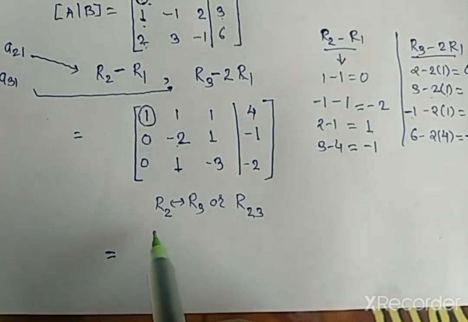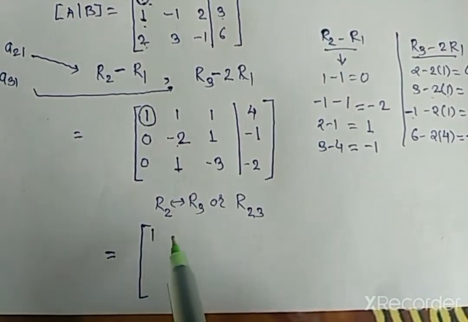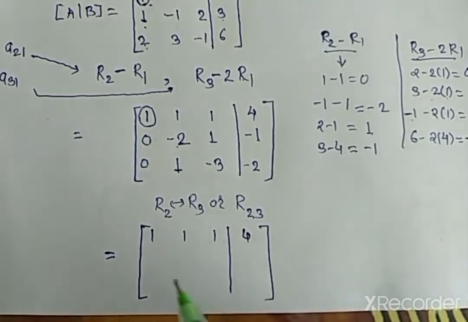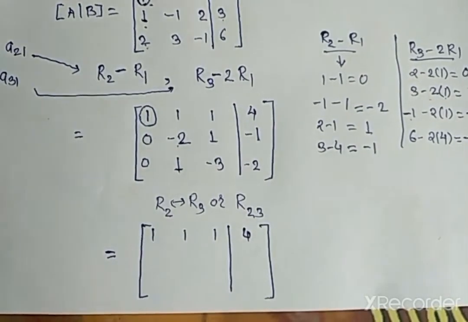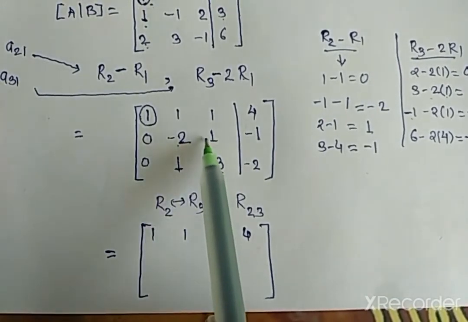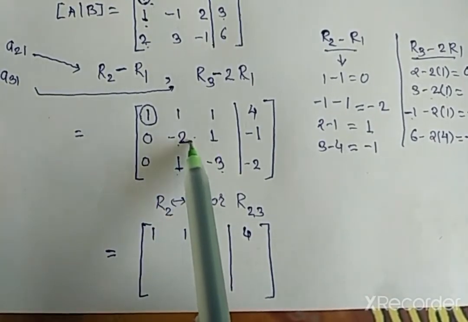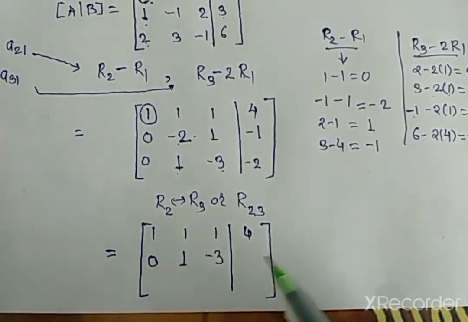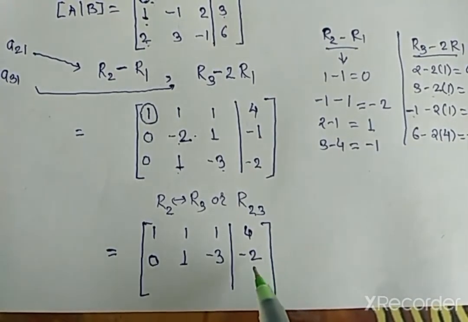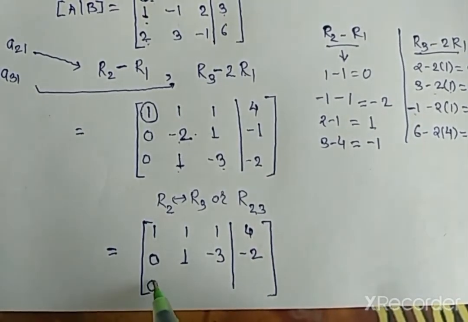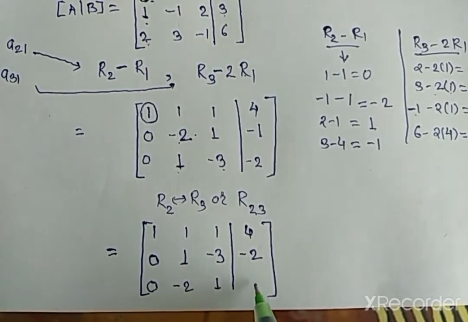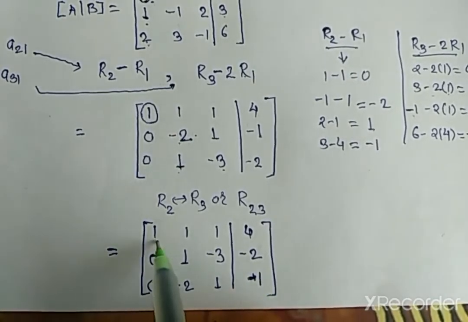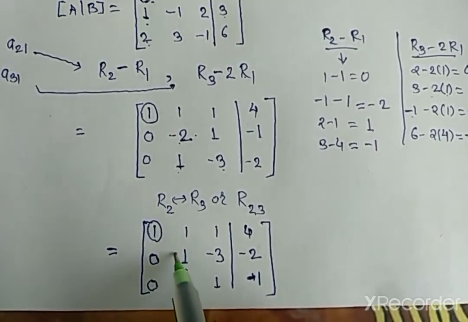So the matrix will be: the first row as it is, 1 1 1 4. For the second row, we have to interchange the second and third, so we write the third row in place of the second row. So the second row will be 0 1 minus 3 minus 2, which was our third row. Now the second row is shifted to third, which becomes 0 minus 2 1 minus 1. Okay, so we get a leading one at A11 and at A22.